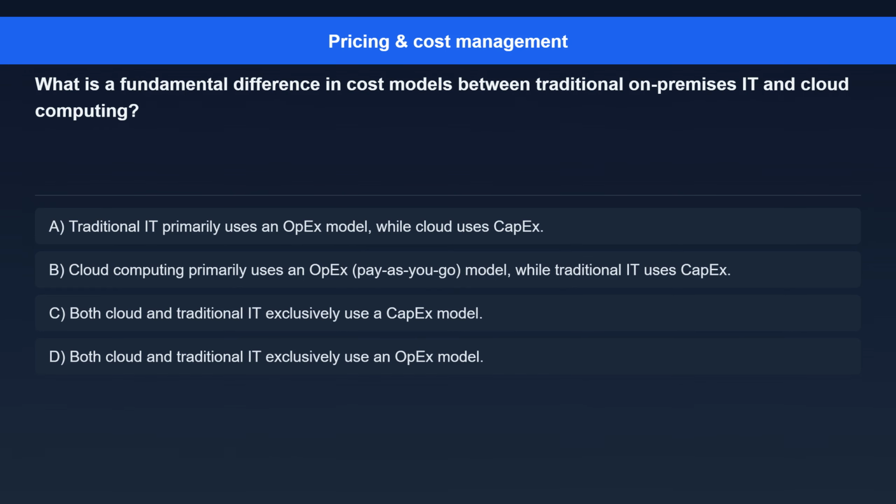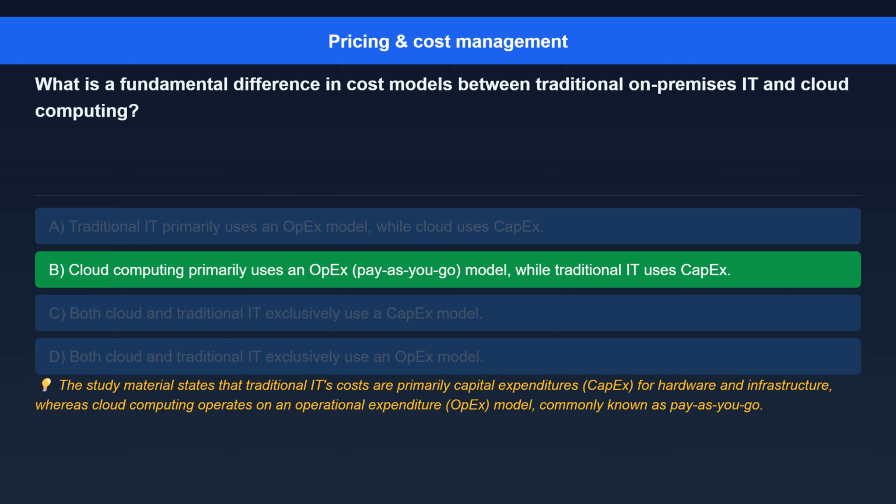Question 7. What is a fundamental difference in cost models between traditional on-premises IT and cloud computing? Option A. Traditional IT primarily uses an OpEx model, while cloud uses CapEx. Option B. Cloud computing primarily uses an OpEx, pay-as-you-go model, while traditional IT uses CapEx. Option C. Both cloud and traditional IT exclusively use a CapEx model. Option D. Both cloud and traditional IT exclusively use an OpEx model.